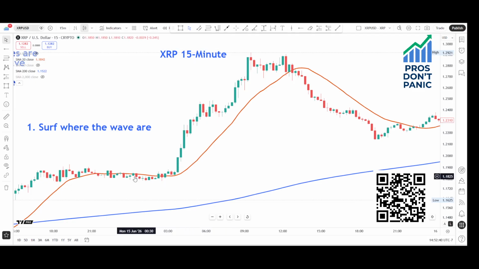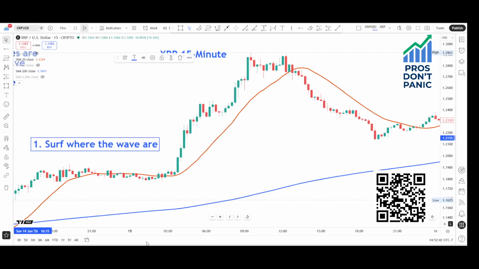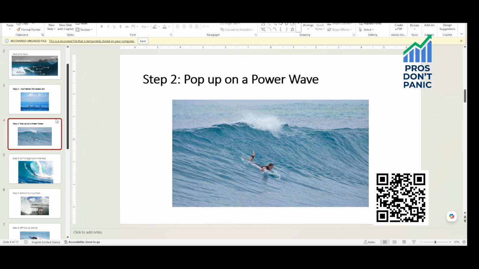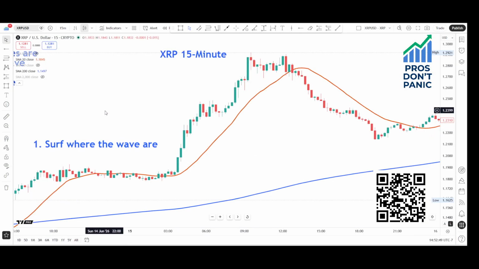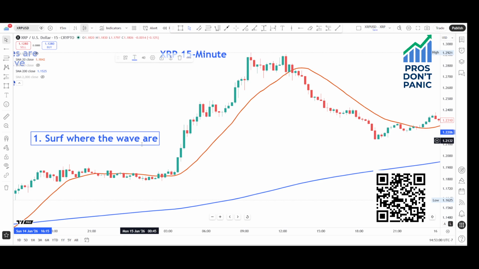So if you were sitting here in the lineup ready to go, just like these guys, if you were sitting there ready to go on the 15-minute chart in XRP and you saw this breakout bigger than all of these 30, 40 candles, you would know this is a powerful wave and you're ready to go. So that's step one of the trend surfing process: surf where the waves are.